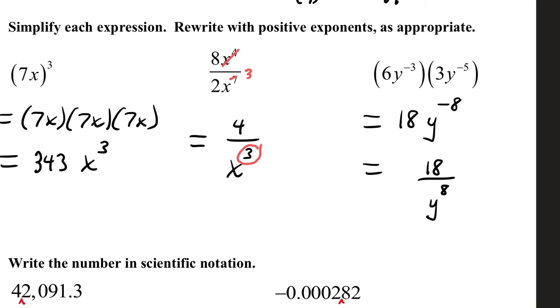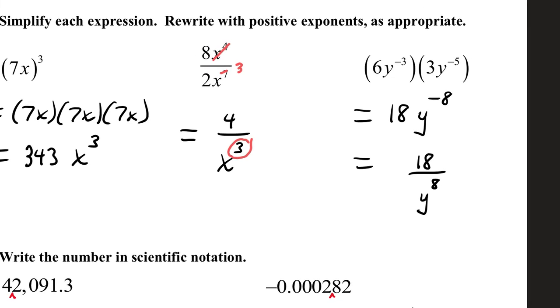The example to the far right, 6 times y to the negative 3 multiplied by 3y to the negative 5th. When you're multiplying, you multiply coefficients. 6 times 3 is 18. And for variables that are the same, you add the powers. Negative 3 plus negative 5 is negative 8. If WebAssign asks you to rewrite with positive exponents, all that means is take your term with a negative exponent, carry it across the fraction bar, and that exponent becomes positive.